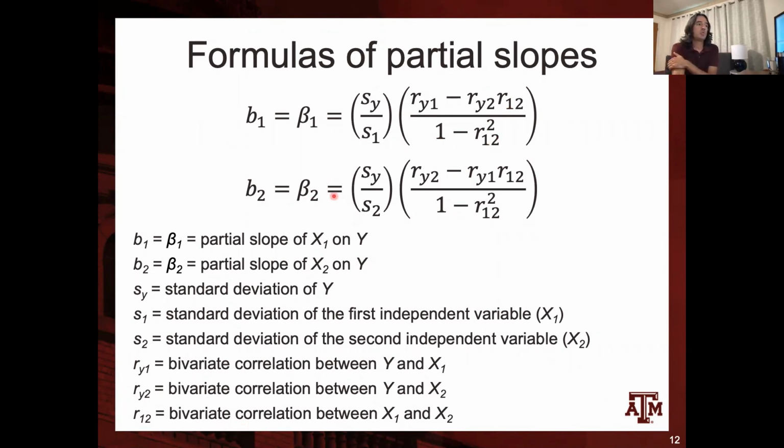And for beta 2, instead of using information about x1, I will use x2 instead of x1, and here I invert, okay? So the formula here can all be estimated based on these bivariate correlations. Remember what is bivariate regression? It is the simple regression.